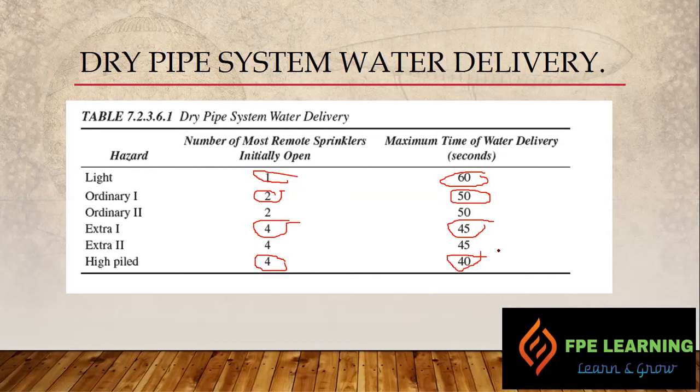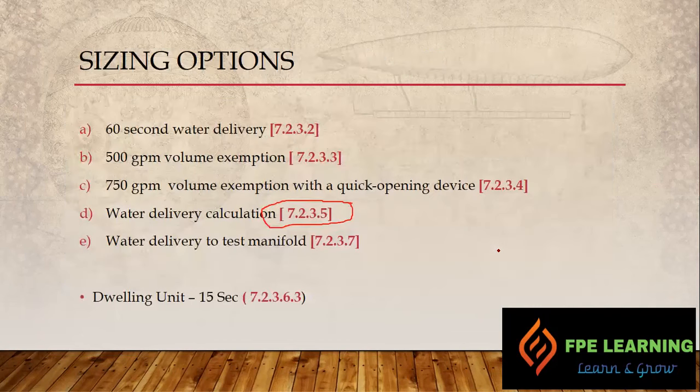Why does the time in seconds decrease for the extra hazard? Because extra hazard occupancies have a high heat release rate. So in just around 20 to 30 seconds, there will be much more heat that will break more than one sprinkler. For extra hazard 1, 2 and high pile, they consider that maybe 4 sprinklers or maybe more activate, causing the air to evacuate faster from the pipe, and then they have set the timing requirement. So this is all the requirement for sizing options.